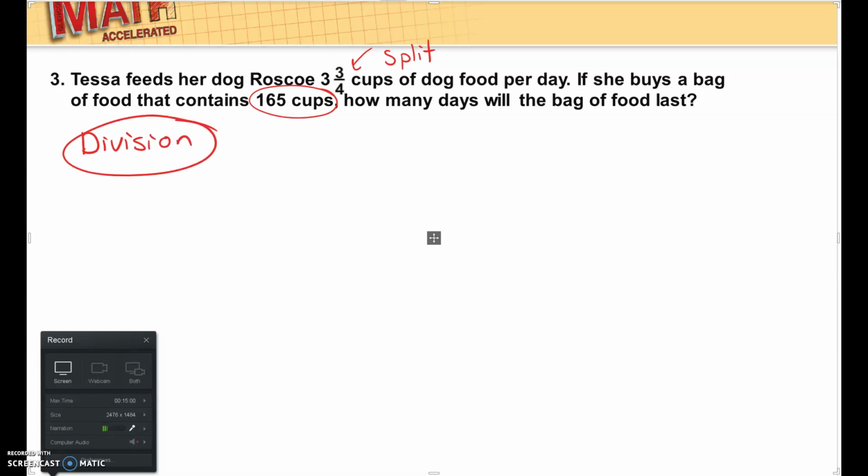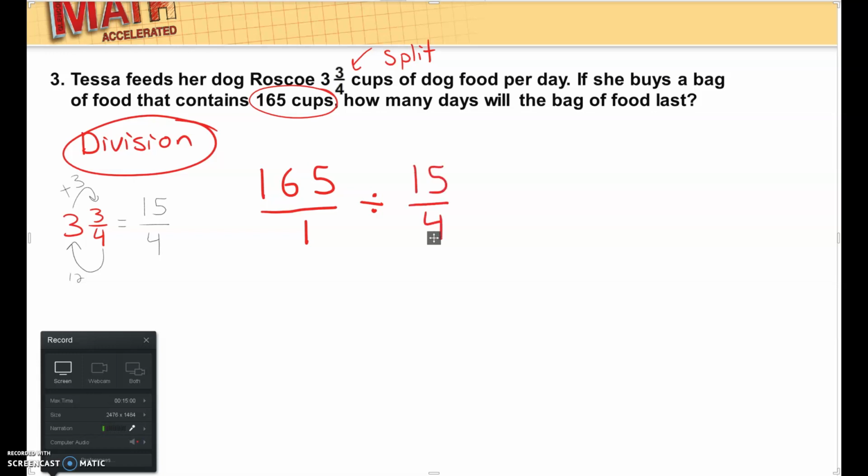So let's set it up. We want to know if we feed 3 3/4 cups per day and we have 165 cups total, how many days is it going to last? So I'm going to start with 165. So we'll have 165, and then since it's not a fraction, we'll write it over 1. Then we're going to divide it by 3 3/4. But remember, we can't use 3 3/4. We need to make it into an improper fraction first. So I'm going to do 3 times 4, which is 12, plus 3 to get 15 over 4. So for my calculation, I'm going to use 15 over 4 for my problem.